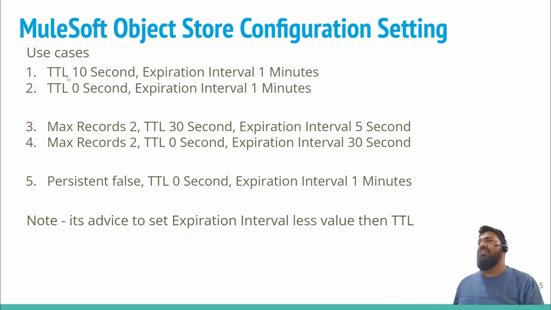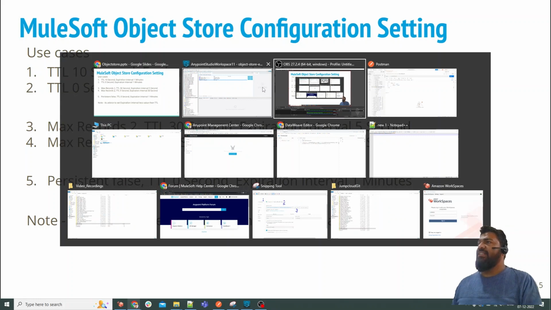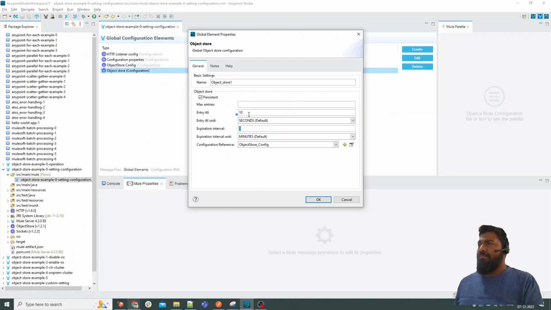In the first use case, as you can see, I am going to set TTL to 10 seconds. For example, I'm going to store key 1, key 2, key 3, key 4, key 5, key 6. All keys have a 10-second TTL, and the expiration interval thread I'm going to run every 1 minute. Why I've considered this use case, you will get to know. Let me set the configuration: 10 seconds and 1 minute, and there's no max entry I'm going to define. What does it mean? It means there's no limit for the max entries. The entry level is defined as 10 seconds, and this one is 1 minute.